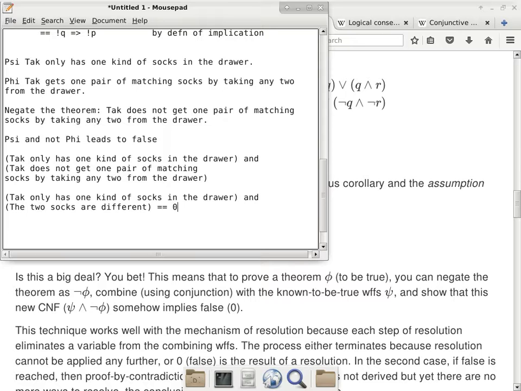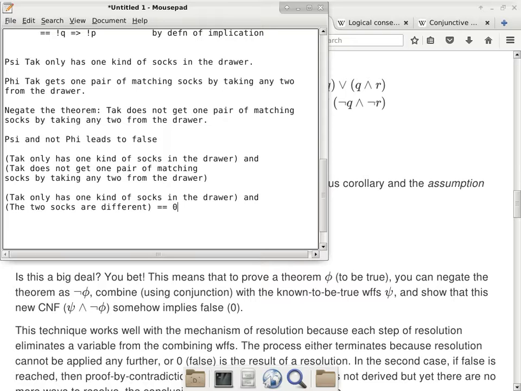Okay, but what if you have p or 0 on one side, and then you have not p or 0 on the other side? Can we resolve this? Does it fit the resolution format? One has the non-negative version of a variable. The other one has the negative version of a variable. They can resolve. But what is the result of this resolution?